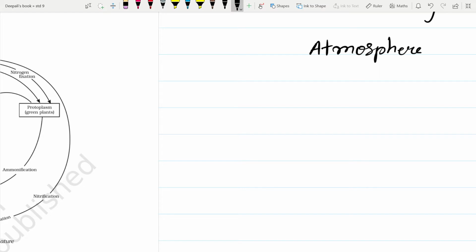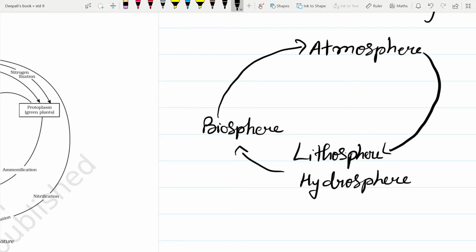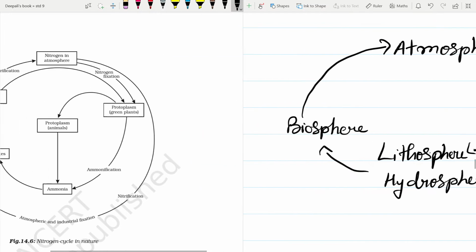So you can say the pathway of the nitrogen cycle is atmosphere. From the atmosphere it will go to lithosphere, hydrosphere, which is reverse of the water cycle, then to biosphere, and from biosphere again to the atmosphere. This is how the nitrogen is circulating.